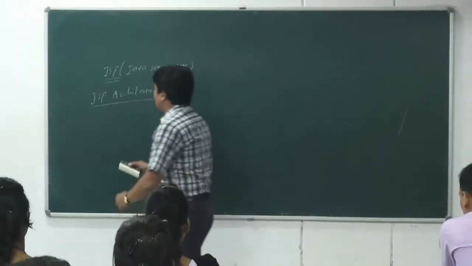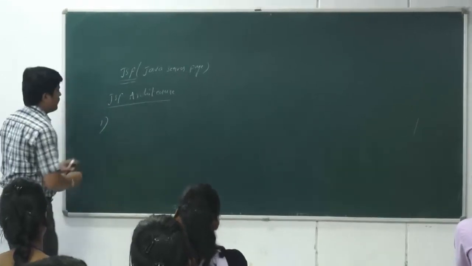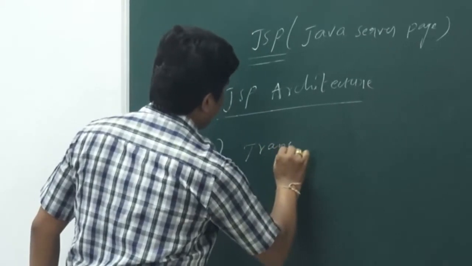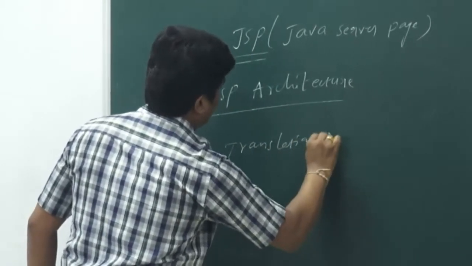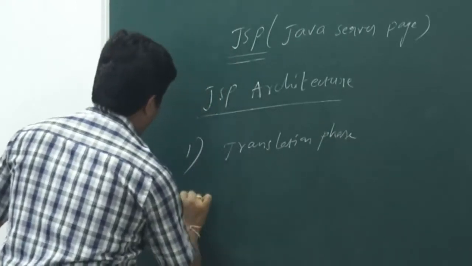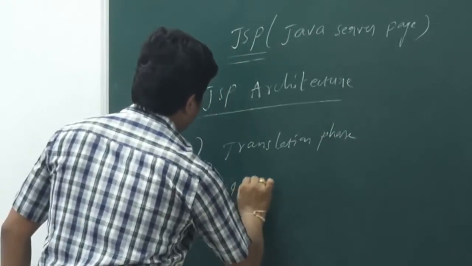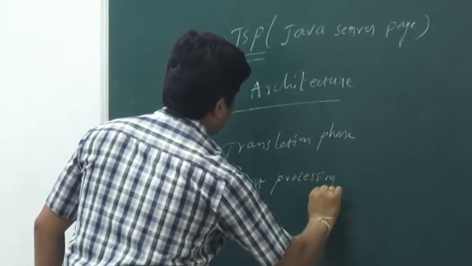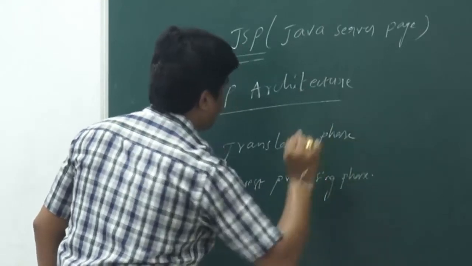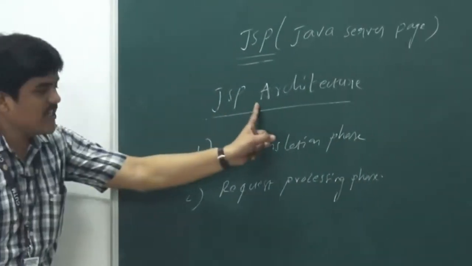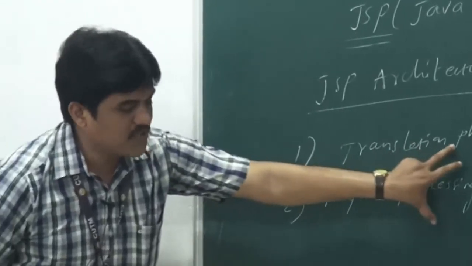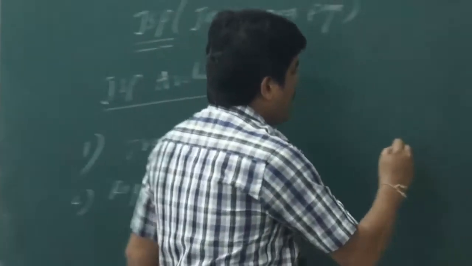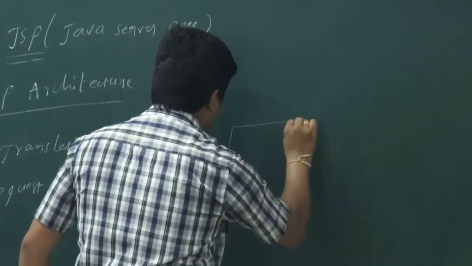Basically, there are two phases in the JSP architecture. The first phase is the translation phase, and the second one is the request processing phase. So in JSP architecture there are two phases: the first is the translation phase, the second is the request processing phase. Now let us consider a simple example for this concept.